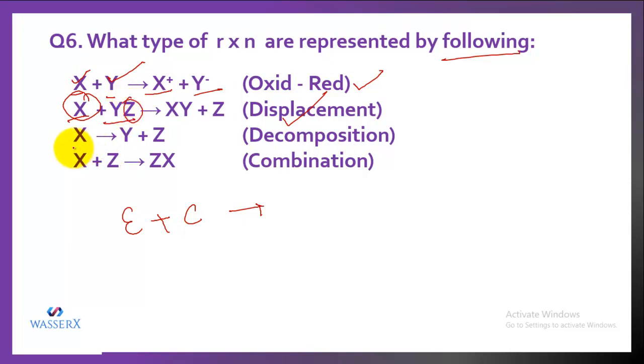In the third type, we have X and we see that it is only one reactant, but it is getting converted into two products. So we know that the reaction which involves a single reactant and two or more than two products is called a decomposition reaction. The other one is in which X and Z are simply combining and forming one substance. We know that when the product is single, the reaction is combination.